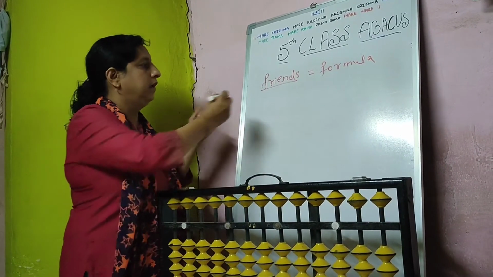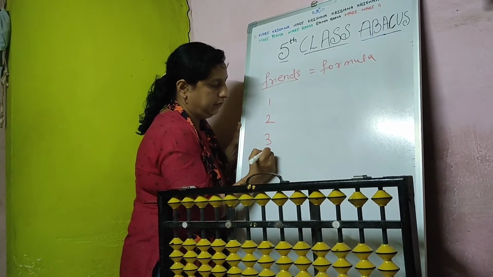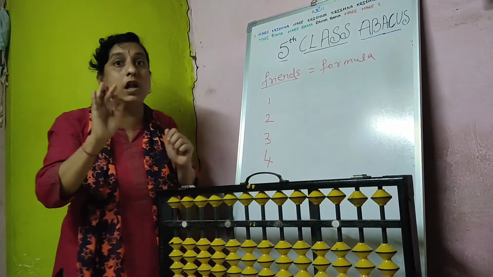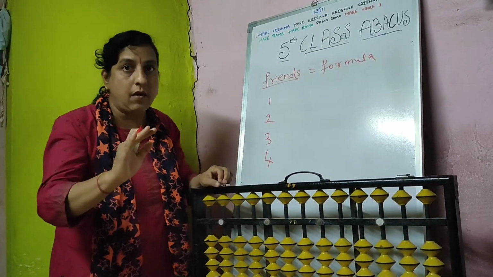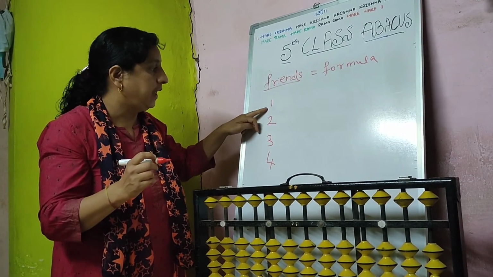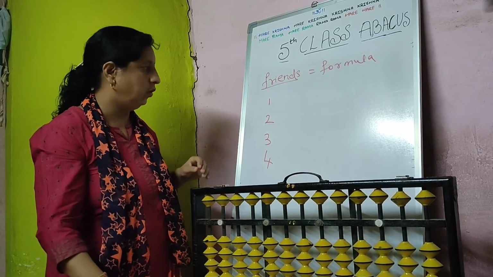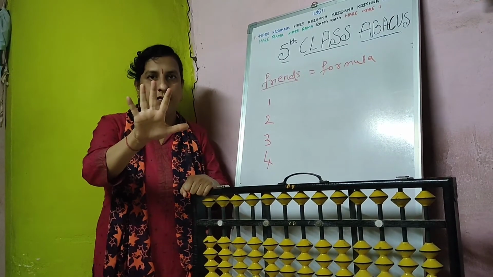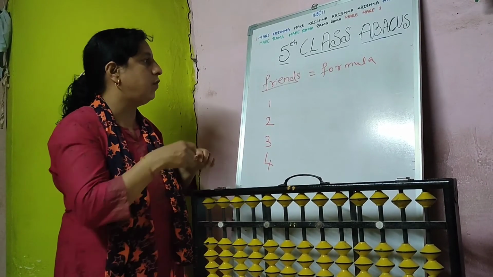See here, 1, 2, 3, 4. Even numbers also have friends in the abacus. Like how Arya has Riya, 1 has some friend, 2 has some friend, like that. I'll explain how. Open your 5 fingers. Today you are going to learn small friends.